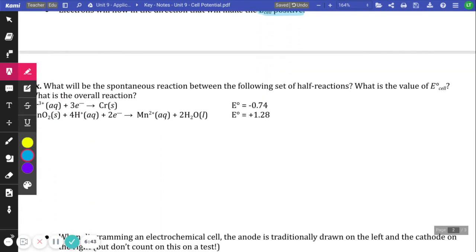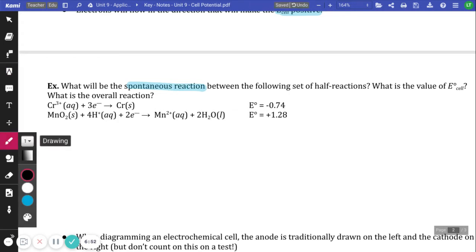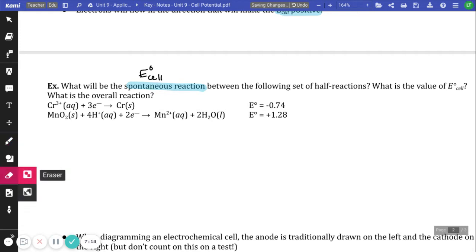Okay, so let's look at this first reaction right here. What will be the spontaneous reaction? Again, we want that positive cell potential between this following set of half reactions. And what is the value of our cell potential as well? And what is our overall reaction? Right now, we have two reduction reactions because we have two places where we are gaining electrons. One of our reactions has to be oxidation and the other has to be reduction. So we have to reverse one.